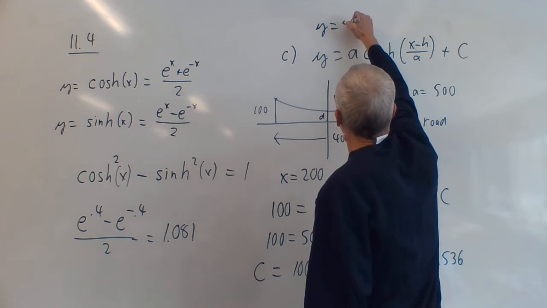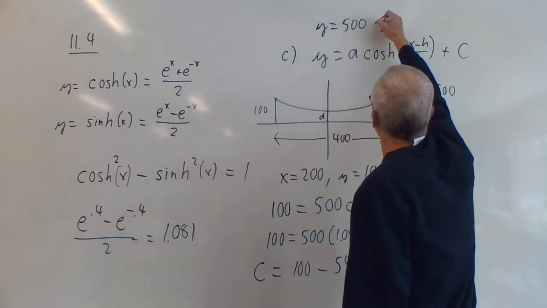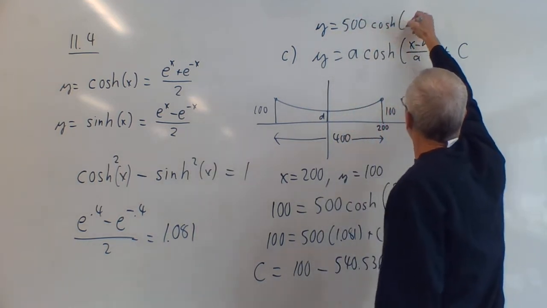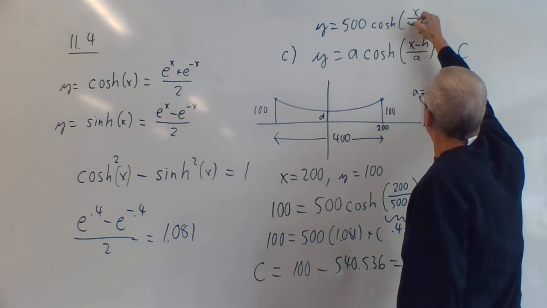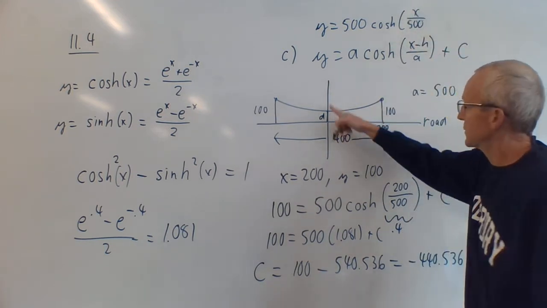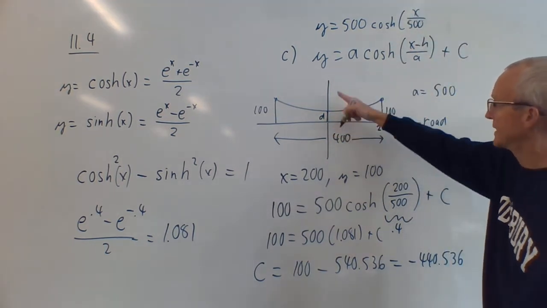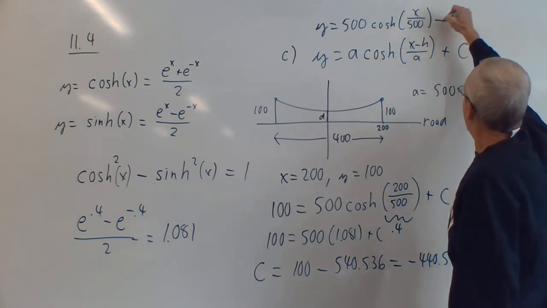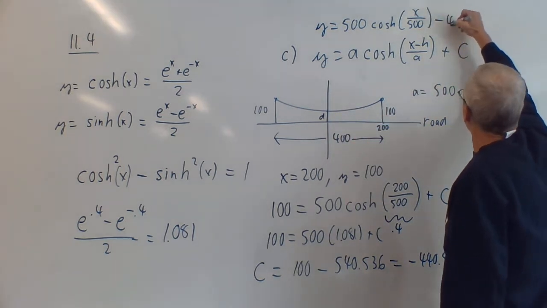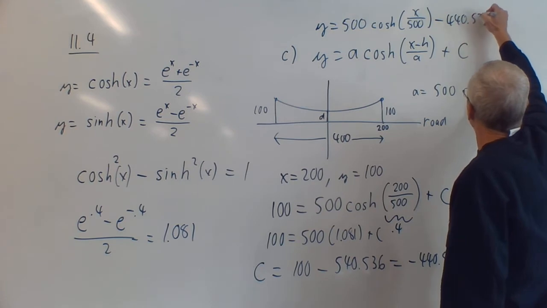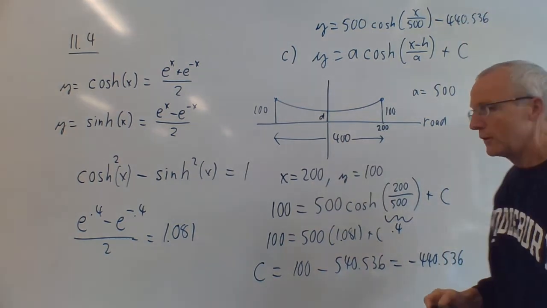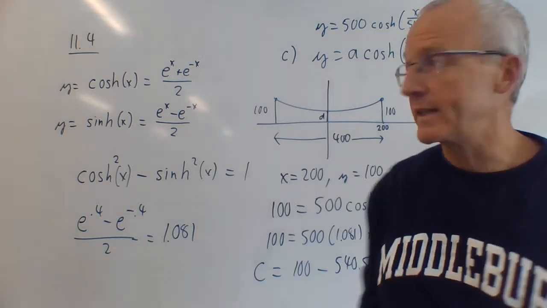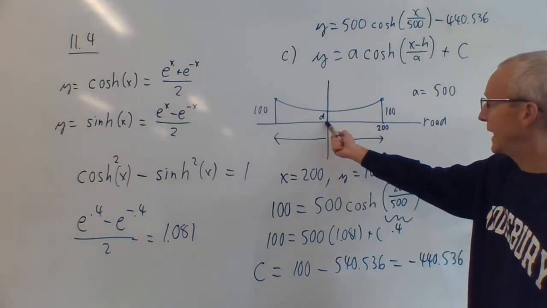Y is equal to 500 times cosh of X over 500. Again, H is 0 because we're going to put our y-axis in the middle with symmetry. Minus 440.536. Okay, and then finally they ask, what is D now? What is this when X is equal to 0?